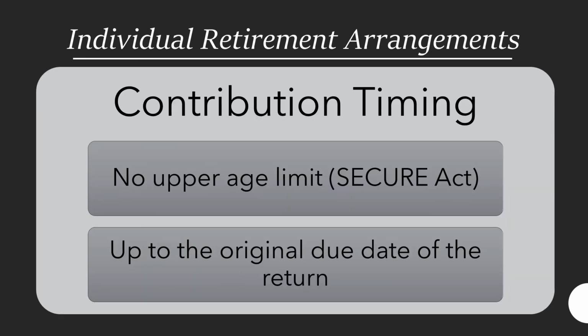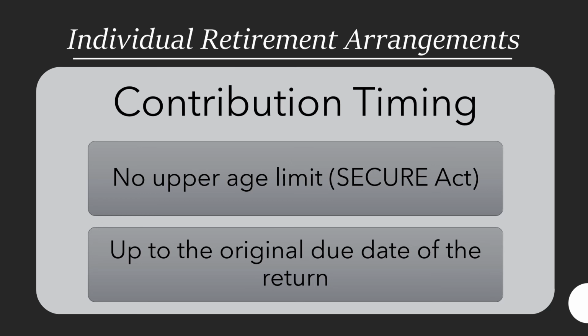And then as far as timing contributions, there used to be an upper limit on the age you could be and still contribute to an IRA. That was gotten rid of by the Secure Act, so even older people who are retired could technically still be contributing to their IRAs. And then the taxpayer has up to the original due date of the return.